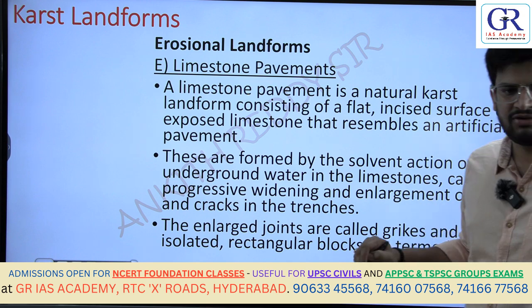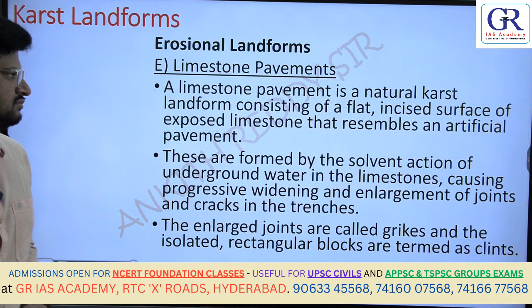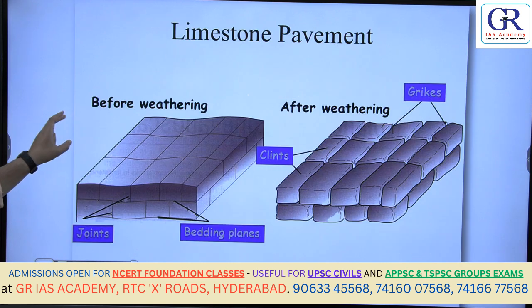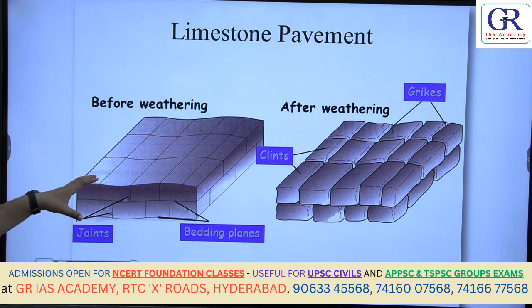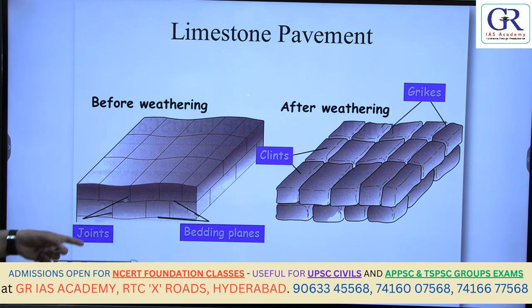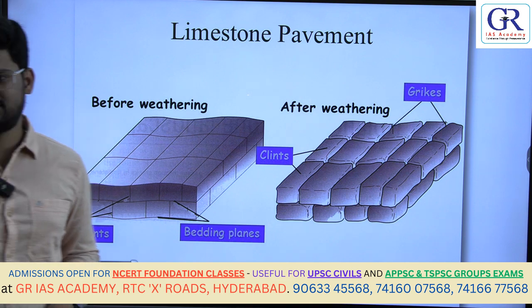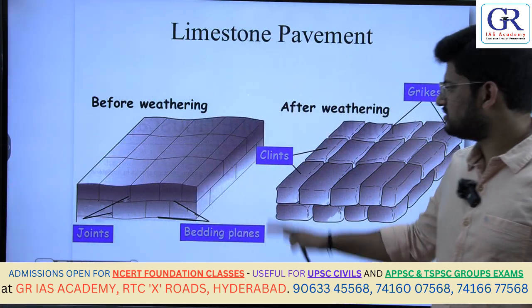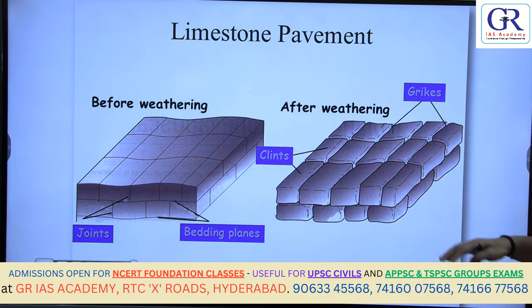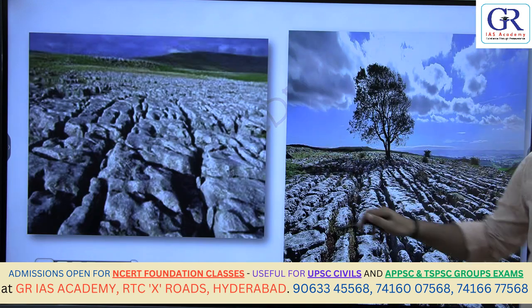So this lapis is an erosional landform. Similarly, you have limestone pavement. See, this is a rock before weathering. So what happens? Slowly the water droplets seep into these gaps, and these gaps will enlarge. Getting my point? So water seeps into the joints and the joints enlarge, forming a limestone pavement structure like this.